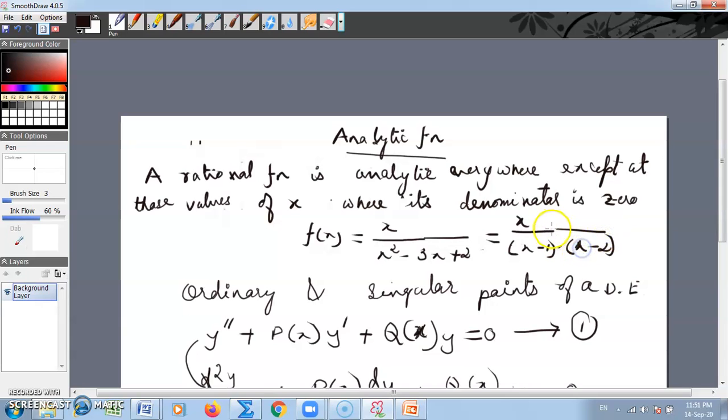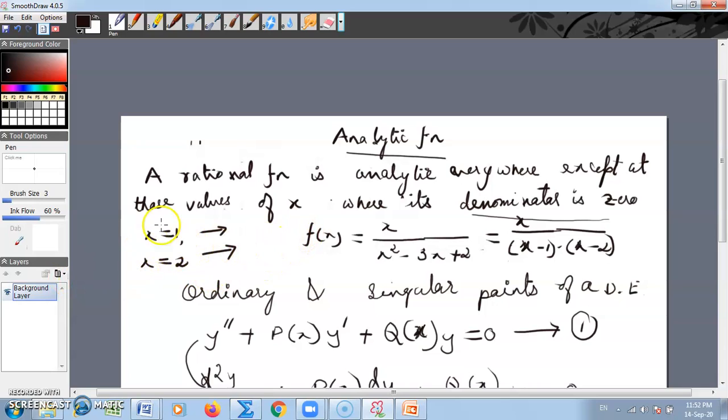So you see, when I put the value x is equal to 1, this denominator becomes 0. So the function becomes x by 0, which is infinity. Again, when I put x is equal to 2, the same thing happens, and the denominator becomes 0. For other values of x, we don't get it 0. So that means the function is not analytic at x is equal to 1 and at x is equal to 2. At all other points, it's analytic.